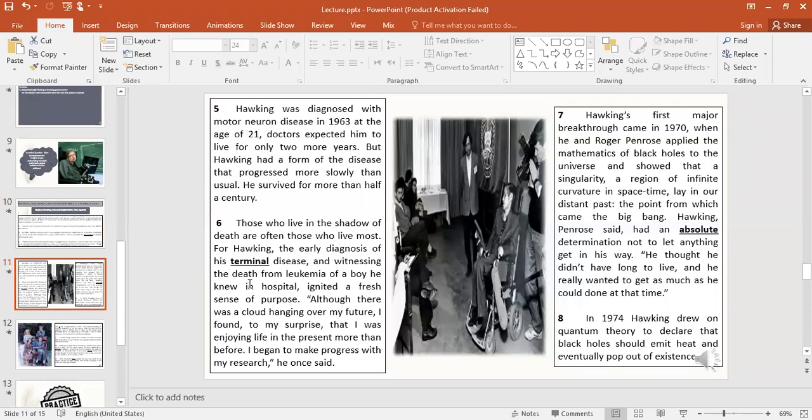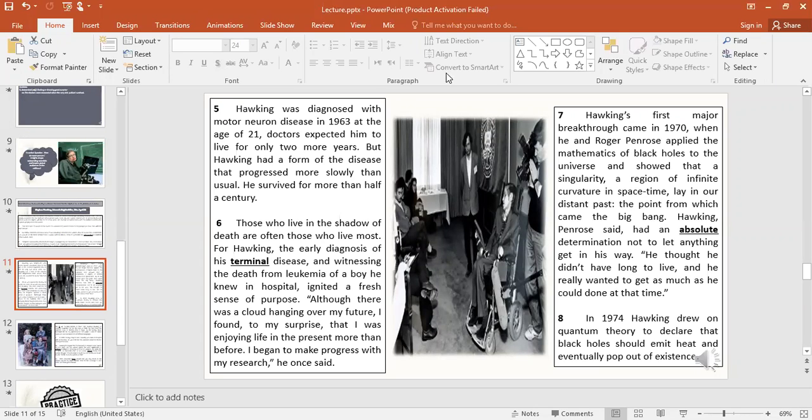Let's move to the second word, which is terminal. For Hawking, the early diagnosis of his terminal disease and witnessing the death from leukemia. What do you mean by a terminal disease? Dangerous? Yes, maybe dangerous, deadly, very good. Miss, it leads to death or so. Yes, deadly, dangerous, chronic.